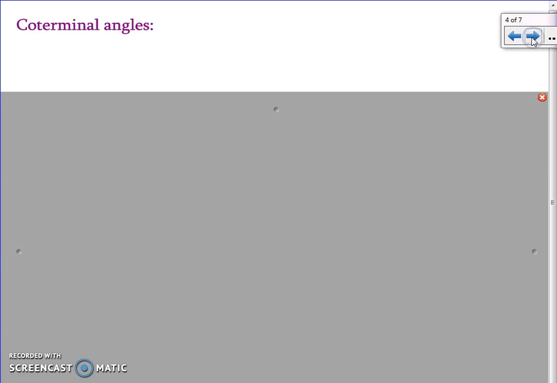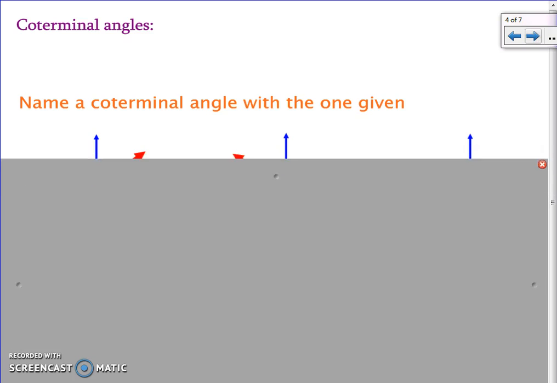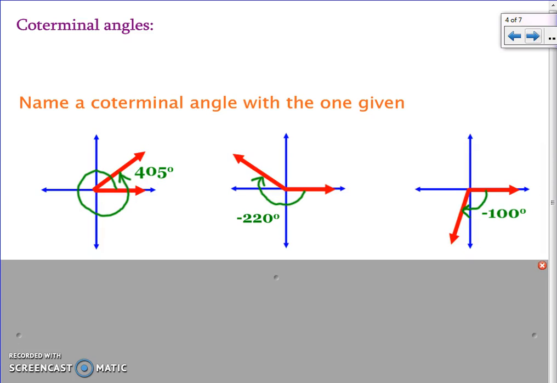Okay. All right, we're going to talk about coterminal angles. So a coterminal angle simply means that it's an angle that lands in the same spot. Okay, so this 405 degree angle right here, we could also just focus on this angle. How big is that angle? That is a 45 degree angle. So a coterminal angle with 405 is 45. We could also just spin the opposite direction. So this is negative 220.